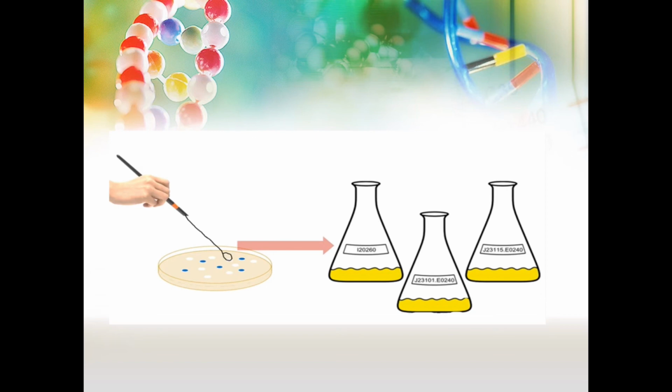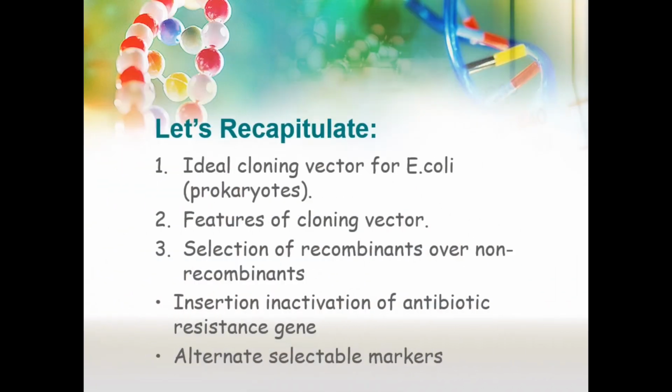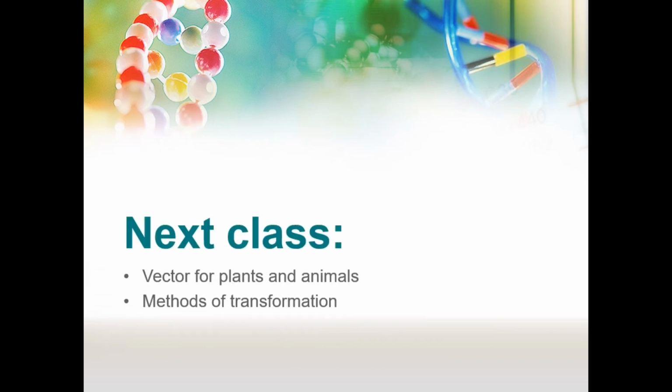So let's recapitulate what we have studied in today's lesson. Vector, the features of the cloning vector, and how we can select recombinants over non-recombinants. In this we studied two techniques, one by insertional inactivation of antibiotic resistant gene, and second by using alternate selectable markers. Next we will study the vectors which are used for transformation of plant and animal cells, and we will also study the different methods used for transformation.